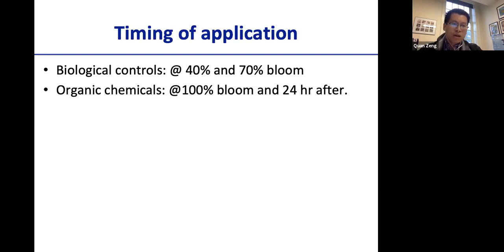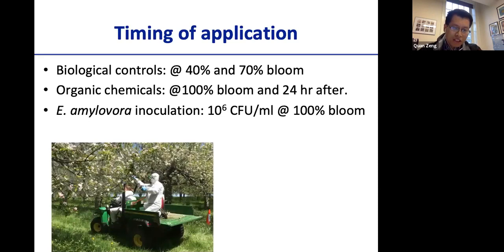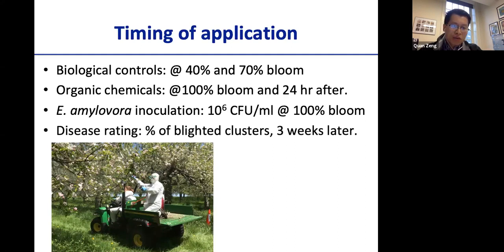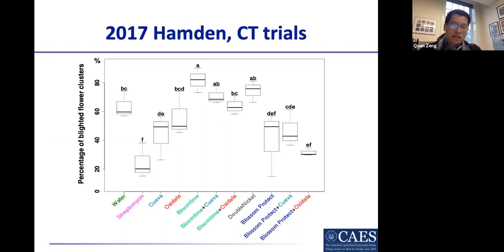And we inoculated all the trees with an artificial inoculation of Erwinia amylovora at the concentration of 10 to the 6th CFU per ml at 100% bloom. All applications were put down using a motorized Solo backpack sprayer. Three weeks later, we went back to the orchard and rated the disease by counting the percentage of blighted flower clusters. And these are the results of the 2017 field trial.